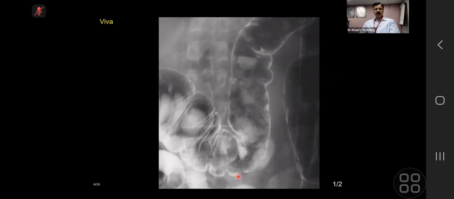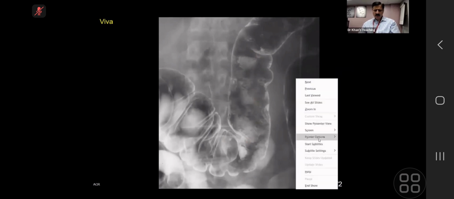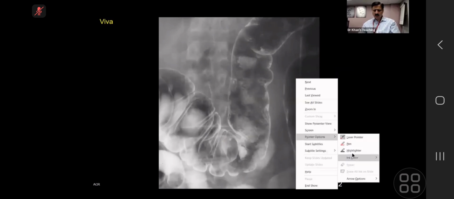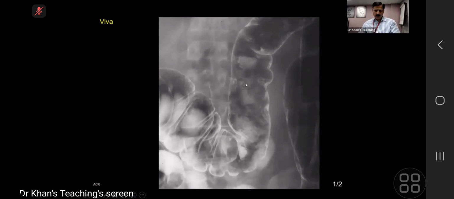Okay, this is a spot finding, and I just want you to answer this. If you look carefully, this is a transverse colon, and you can see a unique type of appearance here. If you see this thing, this thing, this thing, this thing.